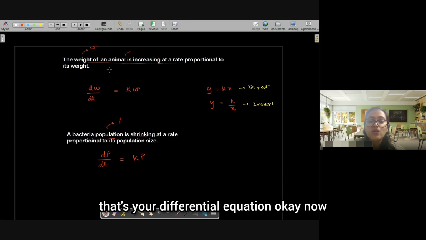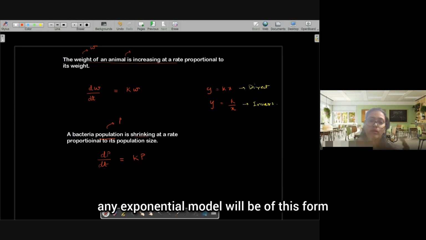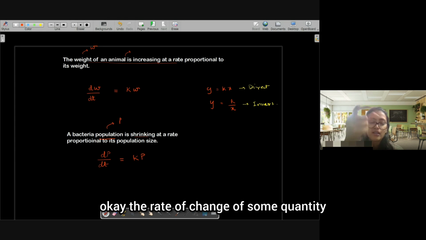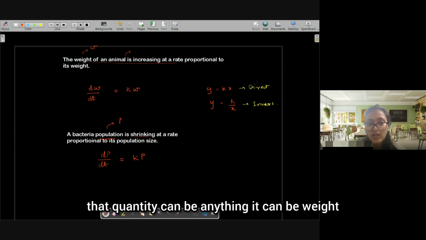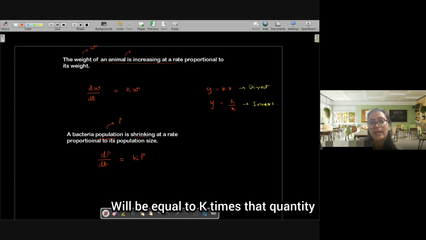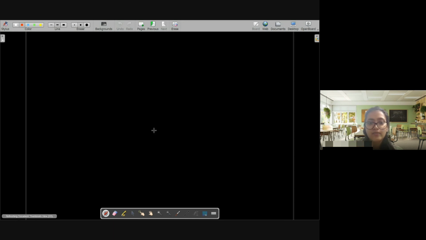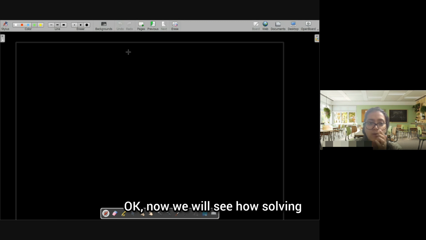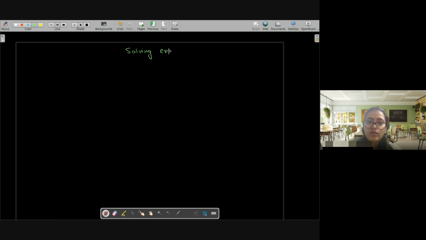Now, any exponential model will be of this form. The rate of change of some quantity, that quantity can be anything. It can be weight, it can be population, it can be anything. So the rate of change of that quantity with respect to t will be equal to k times that quantity. Now we will see how to solve exponential differential equations.